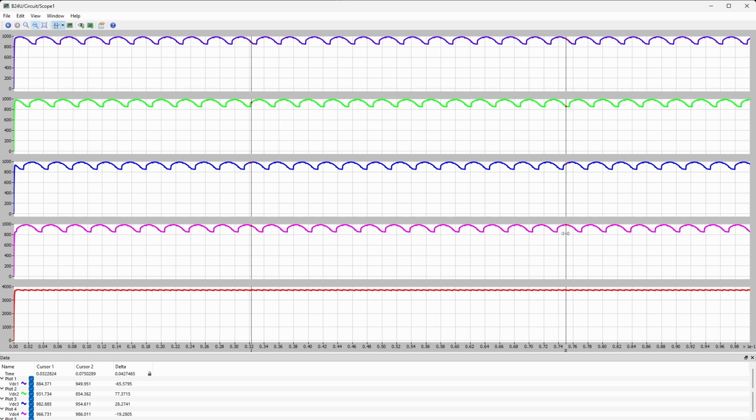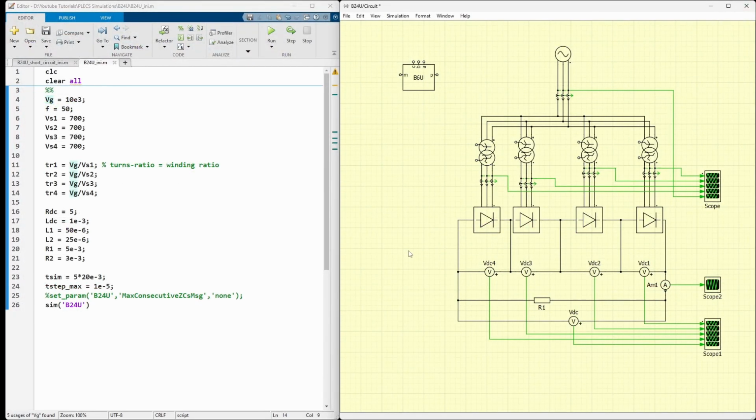Now for some applications this could be interesting, and if it is required, then this is the way we can implement it using the Plecs simulation software.